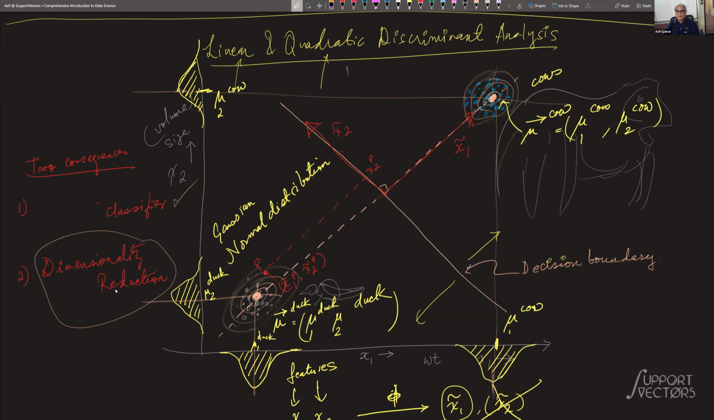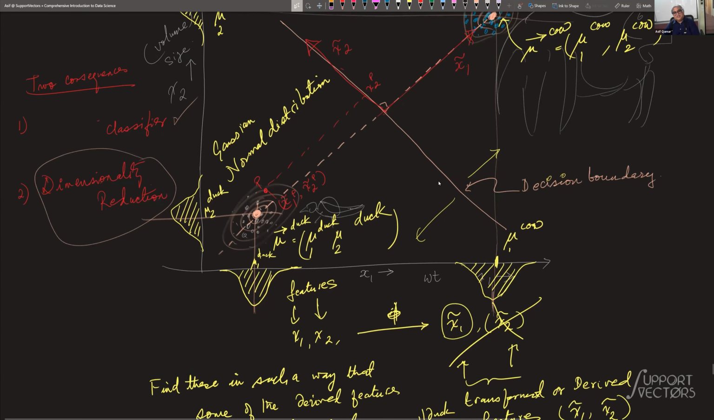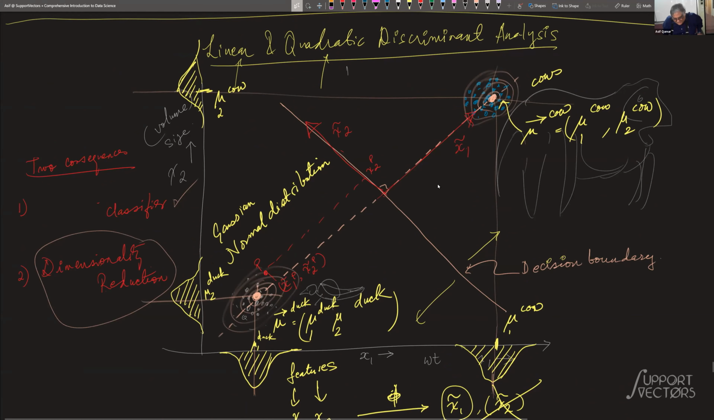In other words, any point here, its x1 tilde value would be negative. Any point here, its x1 tilde value would be positive. And so you can say, how much easier can it get? We have a lovely dimensionality reduction and a classifier that can actually work in lower dimensions with much fewer features. So that is the beauty of it, which is why discriminant analysis is often quoted both as a classifier and as a dimensionality reduction technique.